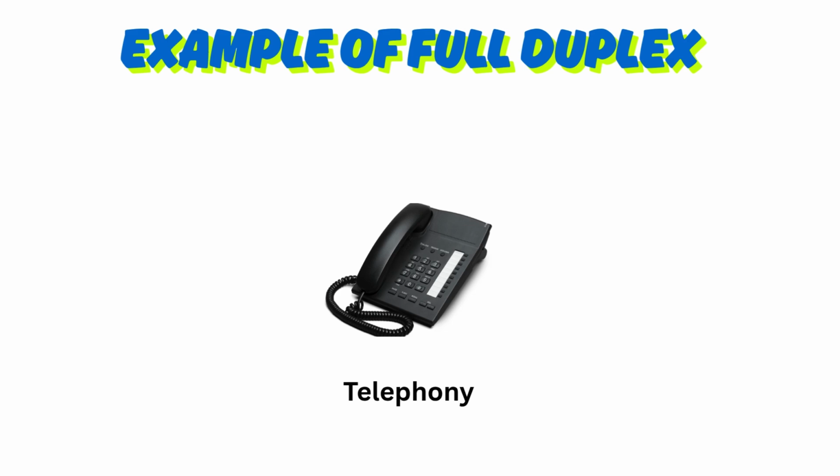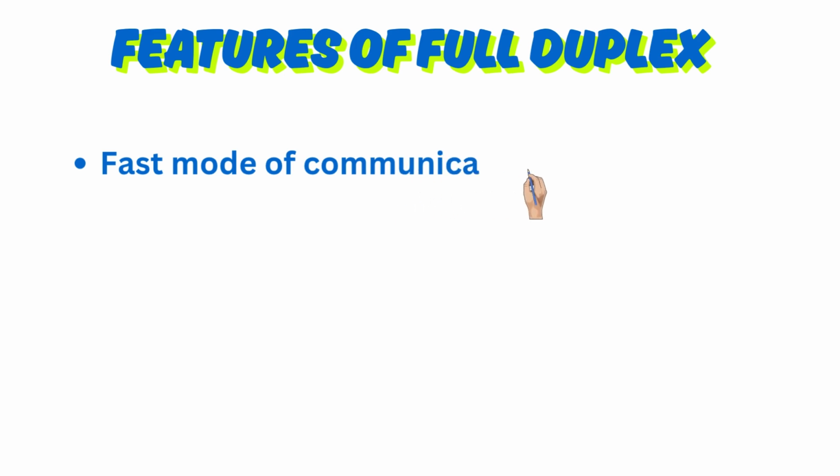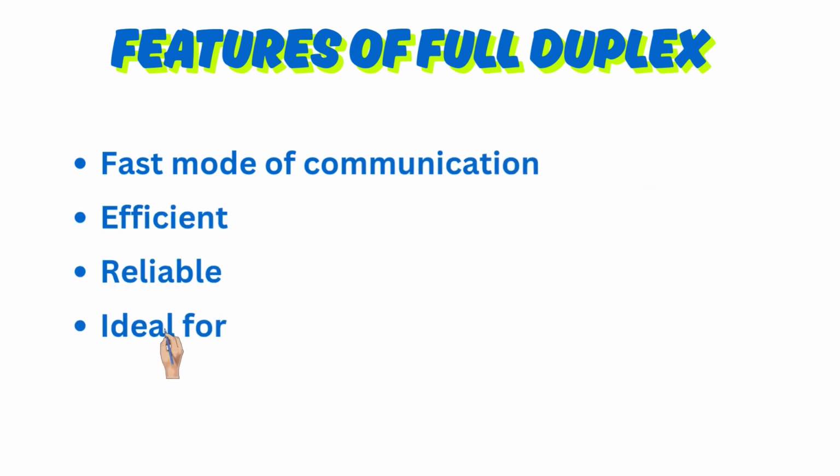In both types of communication, we can see both sender and receiver are sending and receiving data at the same time. Let's have a look at some of the important features of full duplex mode of communication. This mode of communication is the fast mode of communication because both sending and receiving devices are allowed to send data simultaneously to each other.